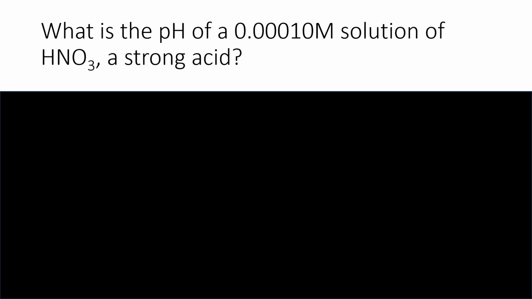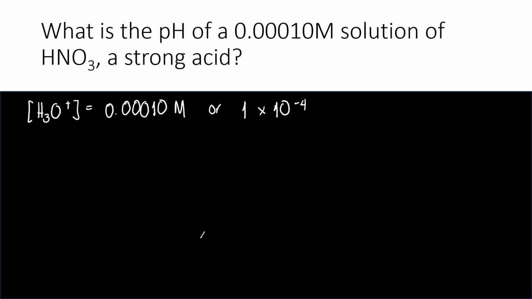Because the problem told you that nitric acid is a strong acid, you know that it dissociates nearly 100%. So you know that the hydronium ion concentration will be equal to 0.00010 molar or 1 times 10 raised to negative 4. So this will be an easy one already for you. You will need your calculator again. Just plug in the values to your formula.